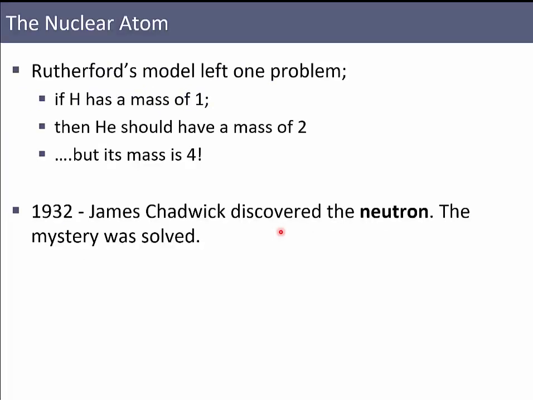So Rutherford's atom left one problem. If hydrogen has a mass of 1, then helium should have a mass of 2, going up from 1 proton to 2 protons, but its mass is 4. So what is going on? Where is this extra mass coming from? It wasn't until 1932 that James Chadwick discovered the neutron, and that solved the mystery. The extra mass in the nucleus is made up of neutrons.